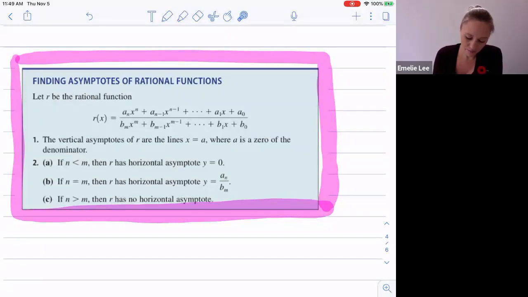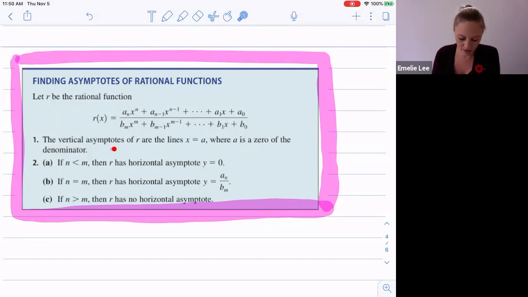So if we have this rational function, notice that we just have a general polynomial over a general polynomial. So we're allowing these polynomials to be whatever we want. This is a polynomial degree n, and this is a polynomial degree m, right? And so notice down here, we're going to be comparing the degree of the numerator and the degree of the denominator, and that's going to determine our horizontal asymptote. So these are just things that we need to pay attention to.